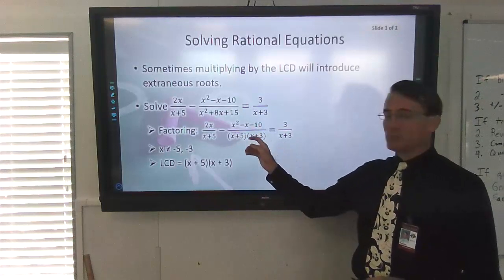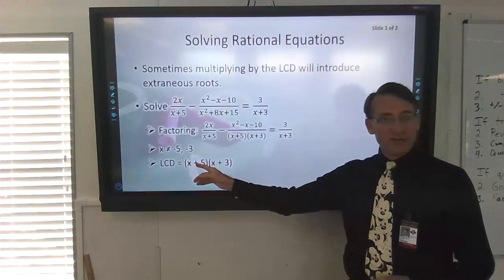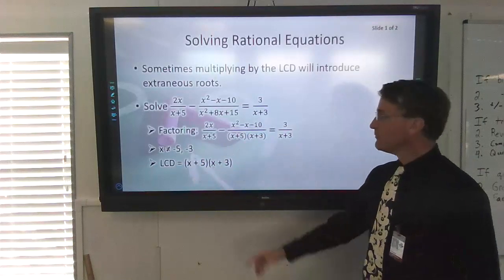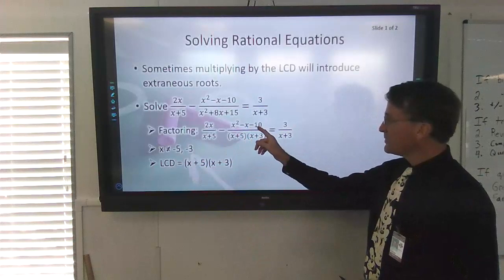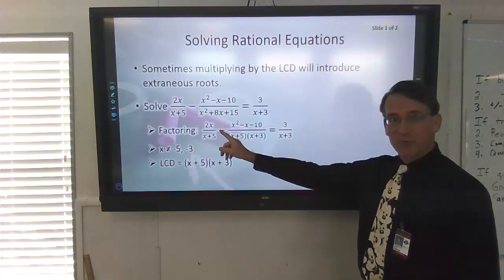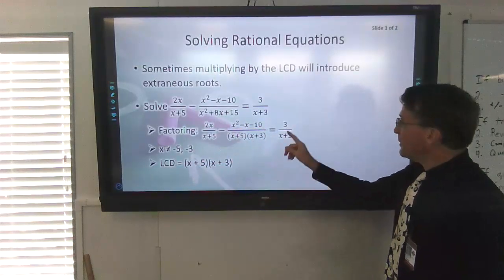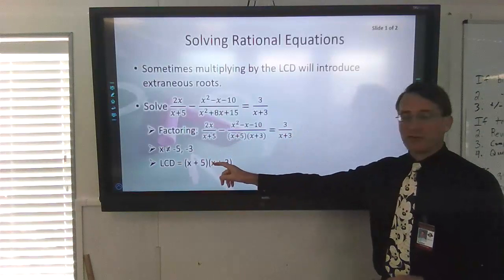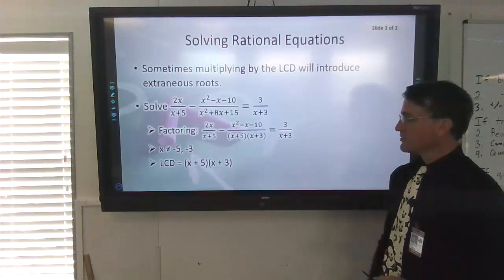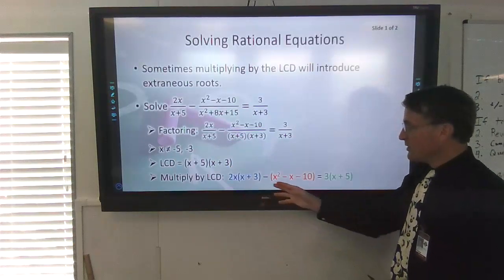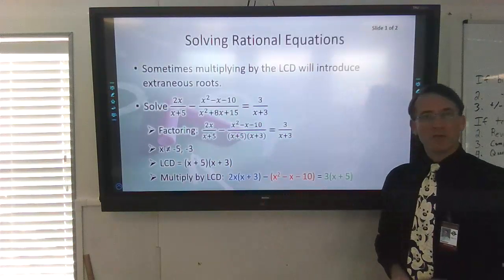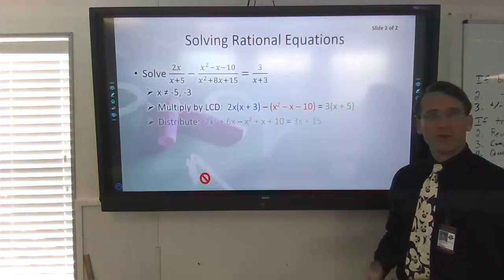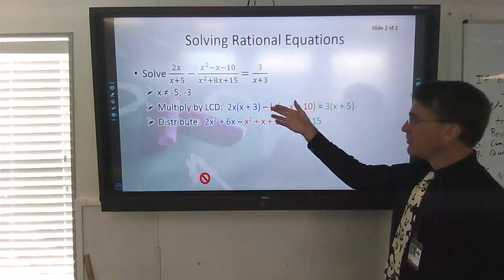For my middle term, my entire denominator is my lowest common denominator, so that's just going to leave me with the numerator of x squared minus x minus 10, keeping in mind that it's preceded by a negative sign. And then my last term, when I multiply, my x plus 3s will cancel out, leaving me with x plus 5 times 3. And so I end up getting this when I multiply by my least common denominator. Going on to the next slide, I've repeated a lot of what I already have all the way down to here.